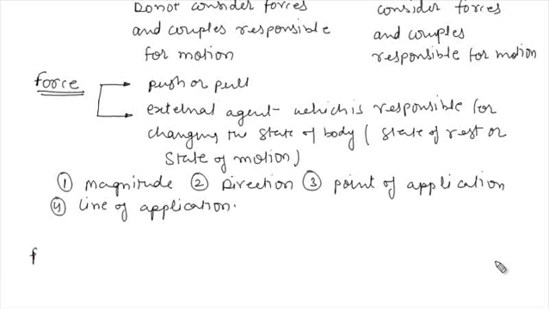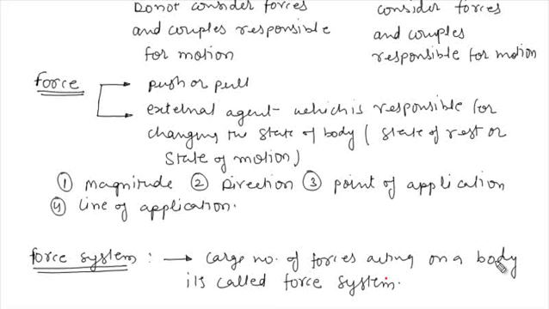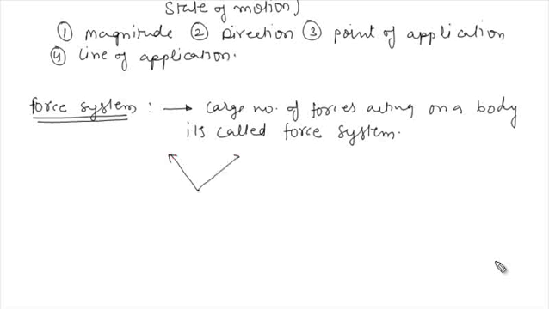Now let's discuss force system. As we see from the name, a large number of forces acting on a body is called a force system. In other words, if a large number of forces are acting on a body, then this system is called a force system.